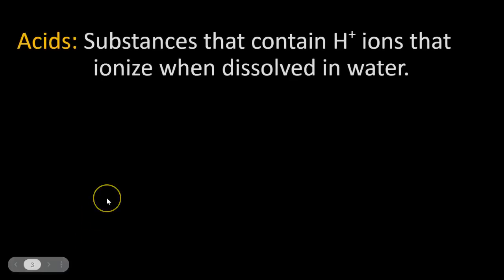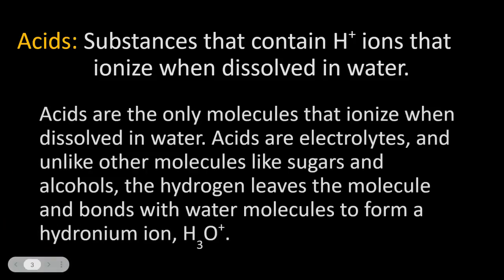So what is an acid? An acid is a substance that contains hydrogen ions that ionize when dissolved in water. So they're the only molecules that ionize when they're dissolved in water, and they're electrolytes. And unlike other molecules like sugars and alcohols, the hydrogen leaves the molecule and bonds with the water molecules to form a hydronium ion, which is H3O+, right? So that's a cation again.